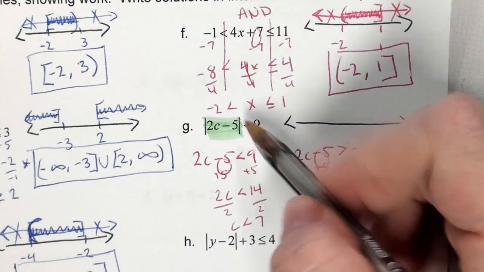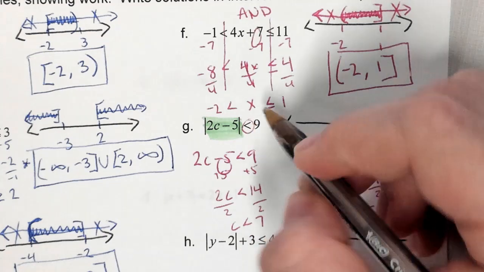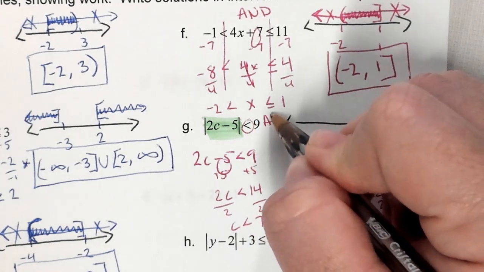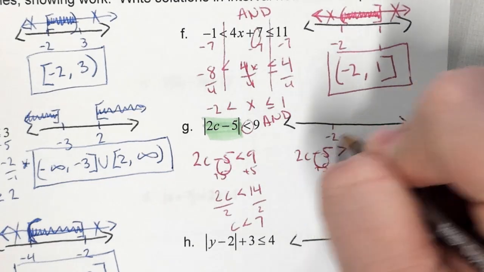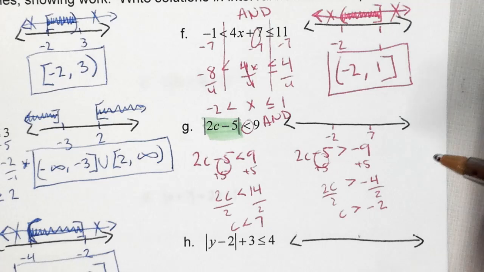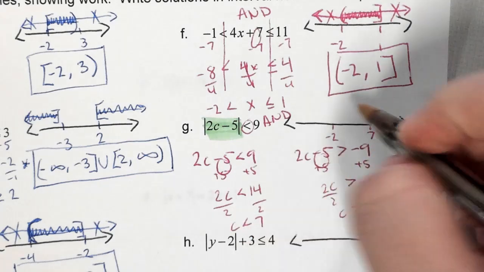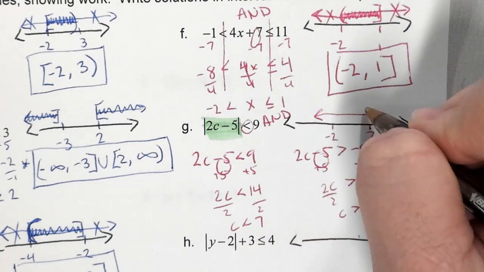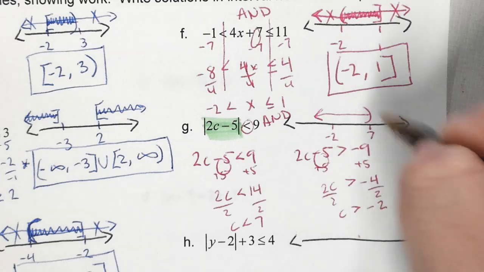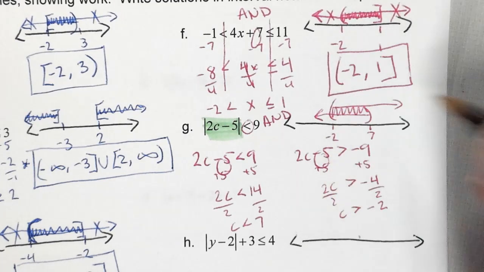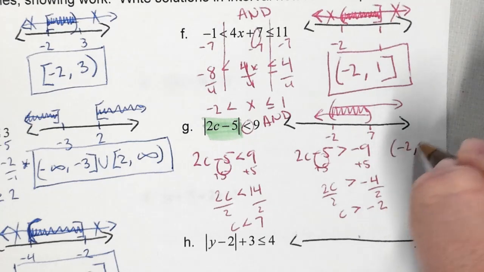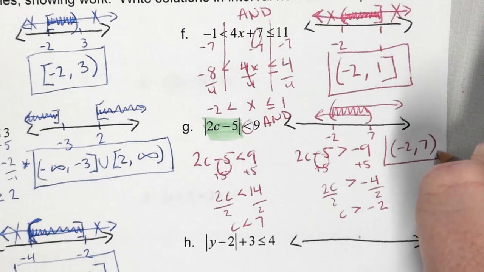Now this is a less than sign, so this is and, because less than. So I have negative 2, and I have 7, and I have c is less than 7, and I have c is greater than negative 2. So it does overlap. And my solution is negative 2 to 7, both with parentheses.